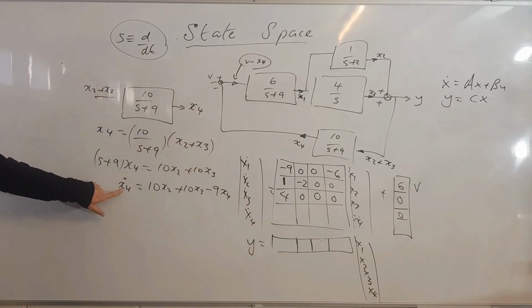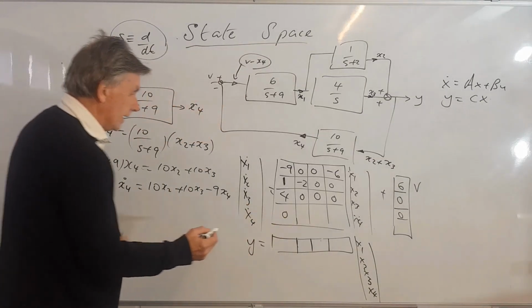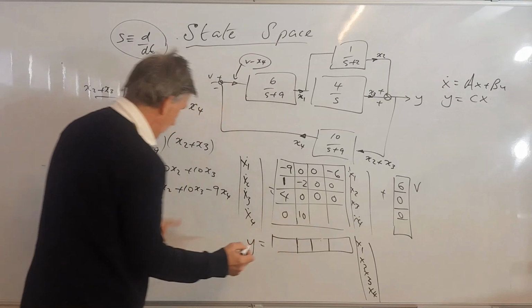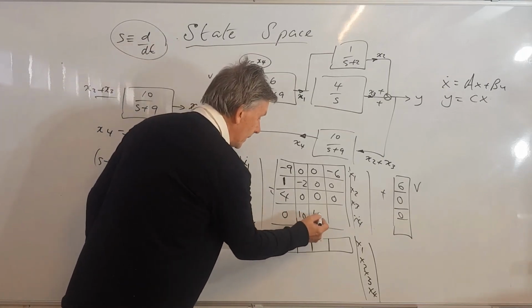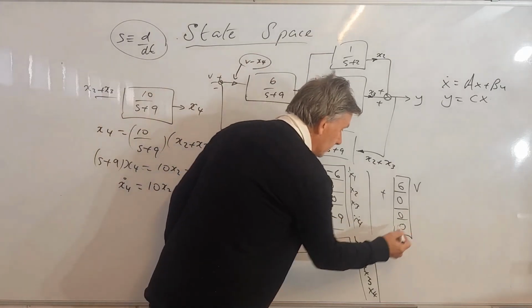So that gives us our last little equation now. There's no x1s this time. We've got 10 x2s, we've got 10 x3s, and minus 9 x4s, and no u's.